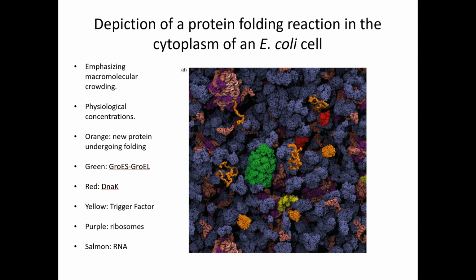And this just gives you an idea of how dense this really is, where the orange illustrations here are proteins which are undergoing folding, and then we have this sort of chaperonin protein with the dark green. We have purple as our ribosomes, which is really nice right here. You can see the protein coming off the ribosome. Salmon is our RNA because that's also part of the ribosome.